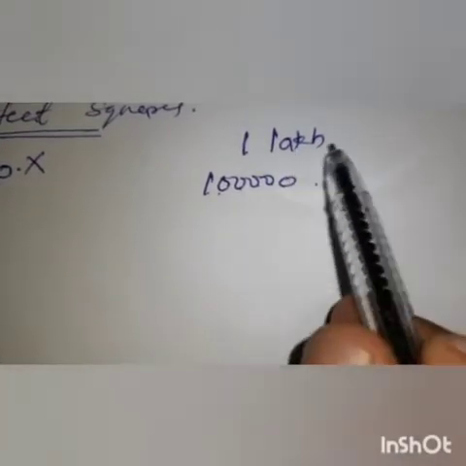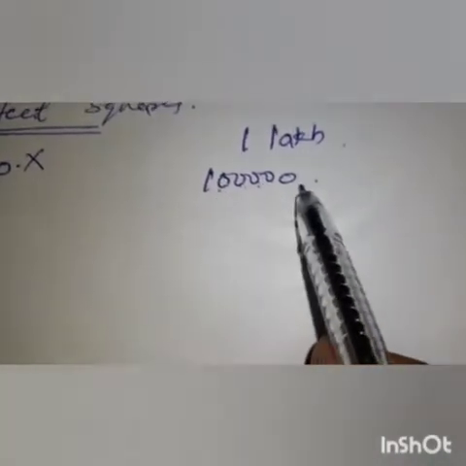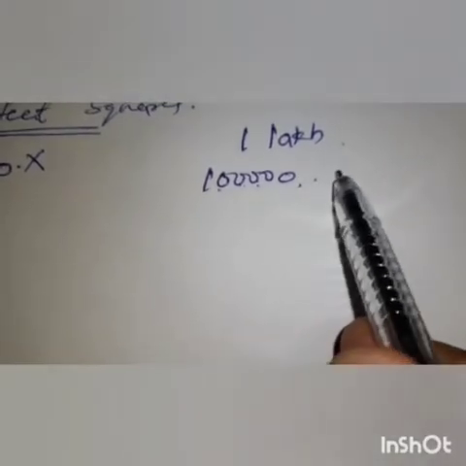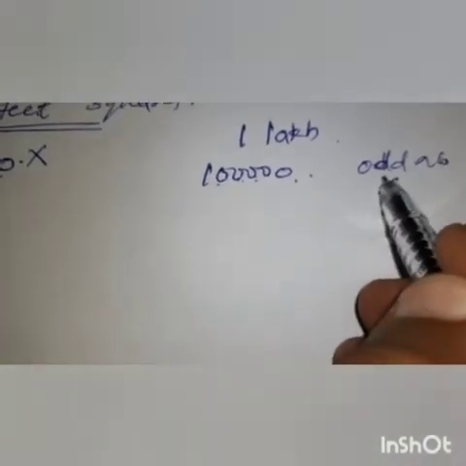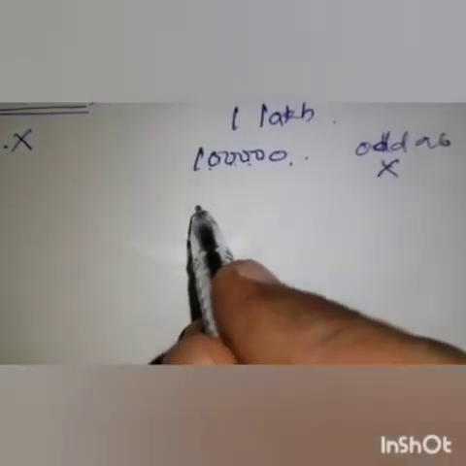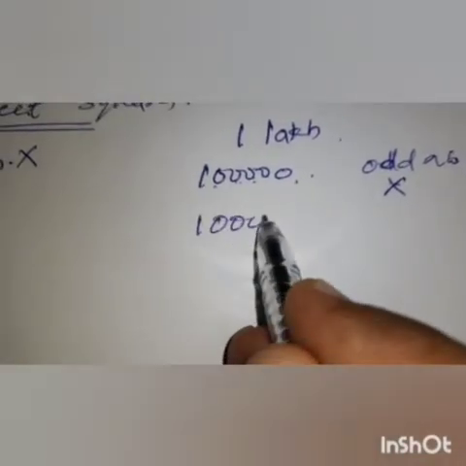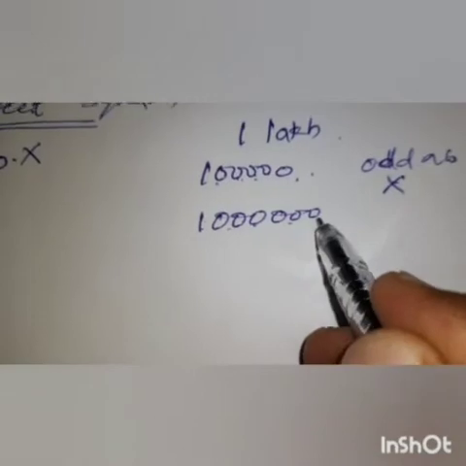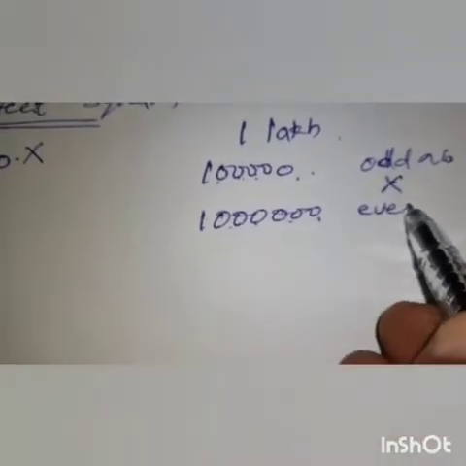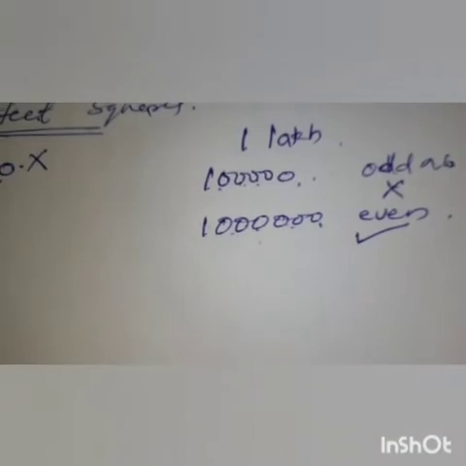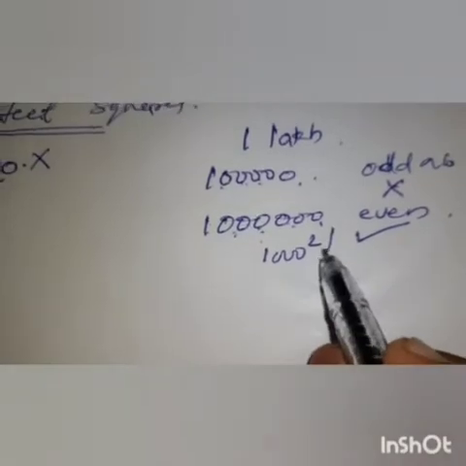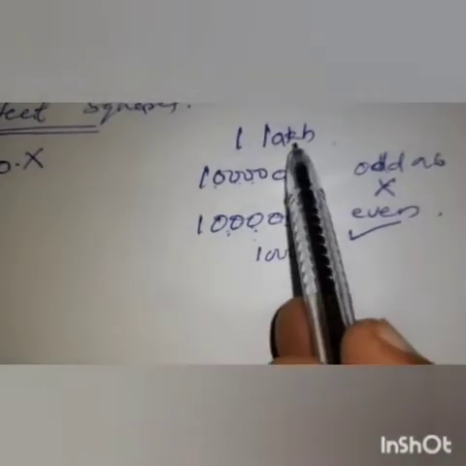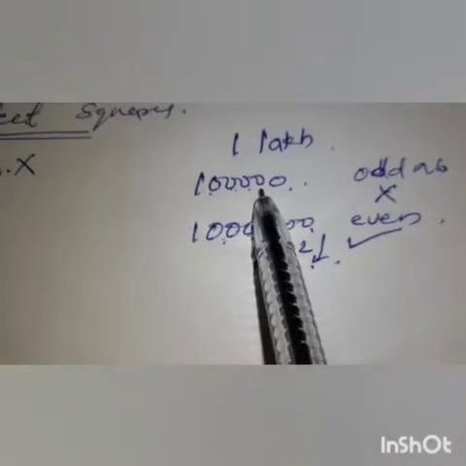Is 1 lakh a perfect square or not? In 1 lakh, how many zeros? 5 zeros are there, and 5 is an odd number. So if it is odd, that is not a perfect square. Then what about 6 zeros? There the number of zeros is even, so that is a perfect square. It is the square of 1000. But in 1 lakh the number of zeros is odd.